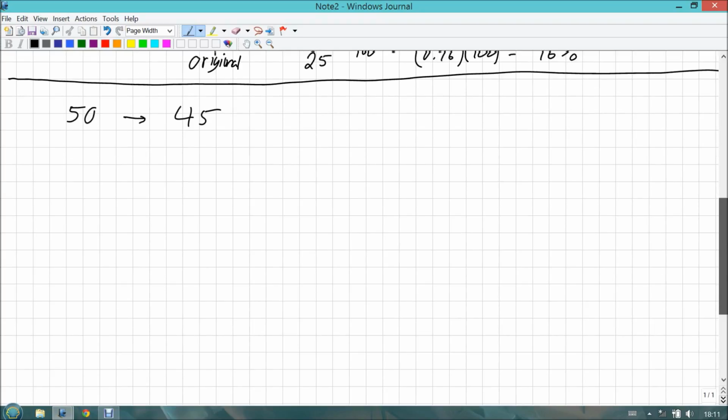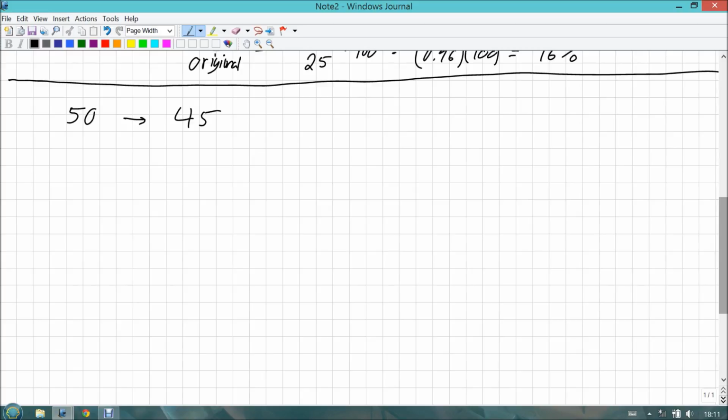Anyway, we're going to pretend we actually have 50 students playing esports, and then we drop down to 45. So what is that in percentage change? Well, if we remember our formula for percent change, we have final minus initial over original.